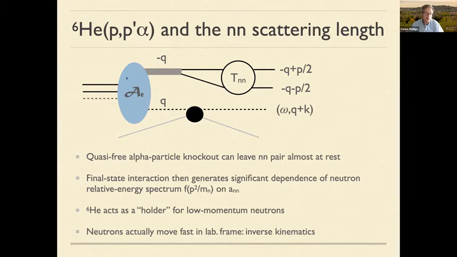There's some amplitude, which is essentially the wave function for that nucleus to separate into a helium-4 and 2 neutrons. And the idea is that, in this case, this is done in inverse kinematics, but you have a high energy helium-6 beam. It impinges on a proton target. You detect the proton and the alpha in kinematics where you can be confident that the alpha suffered quasi-free knockout.